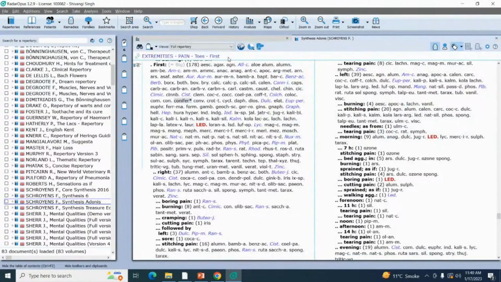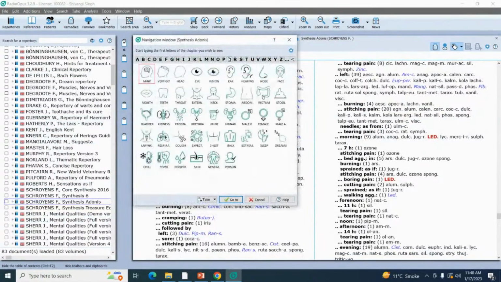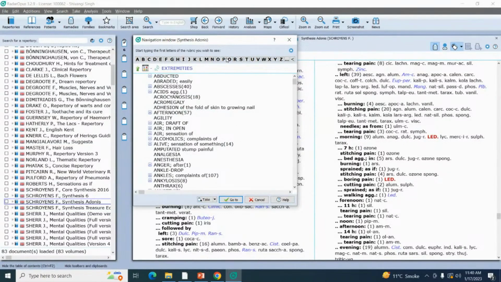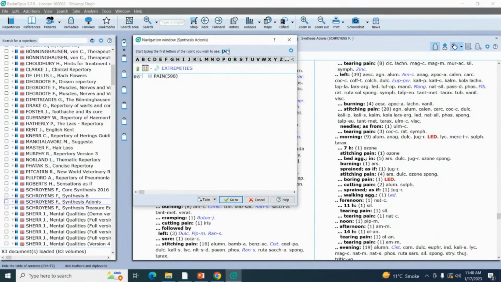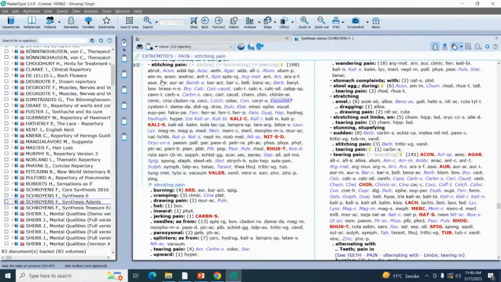Okay, the next symptom I'm going to take. My patient is having stitching pain in joints. In joints, the patient is having the stitching pain. So again, I'm going to the extremities chapter. Pain, stitching pain. Now just press enter on my keyboard. You will get your rubric from the extremities chapter. Pain is my rubric. Stitching pain is my sub rubric. Now I'm going to add this rubric in my clipboard with the help of my third method, and my third method is this icon. Take the current rubric icon.